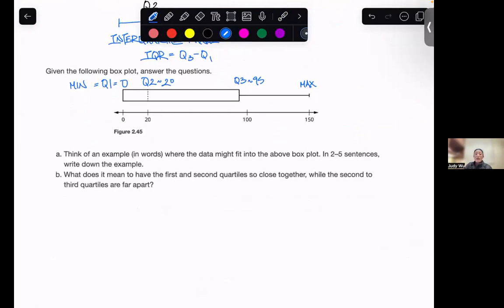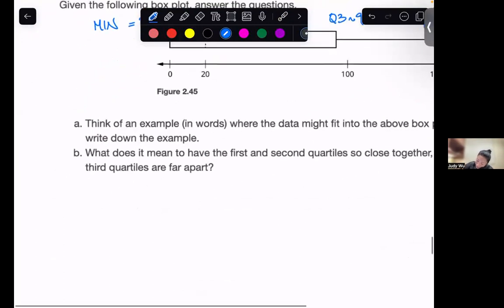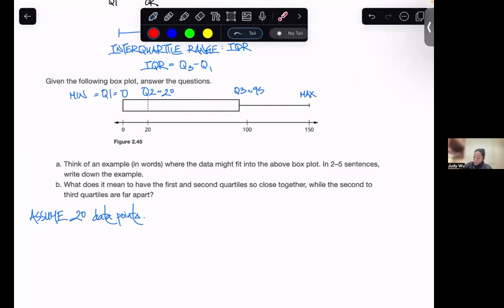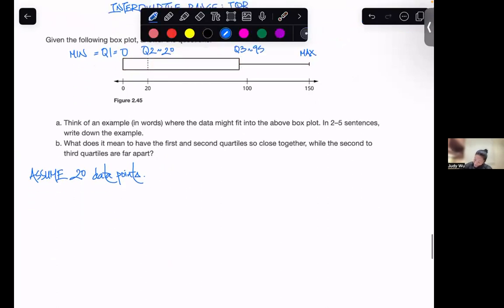Now, let's think about a data set that might give us this box and whisker plot. I'm going to assume that we have something with 20 data points. If I have 20 data points, that means that in each quartile, I've got 5 data points. And so let me sort of divide this in.